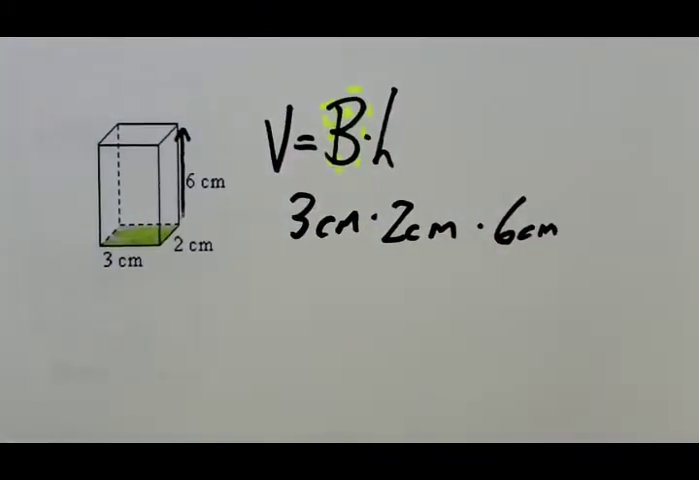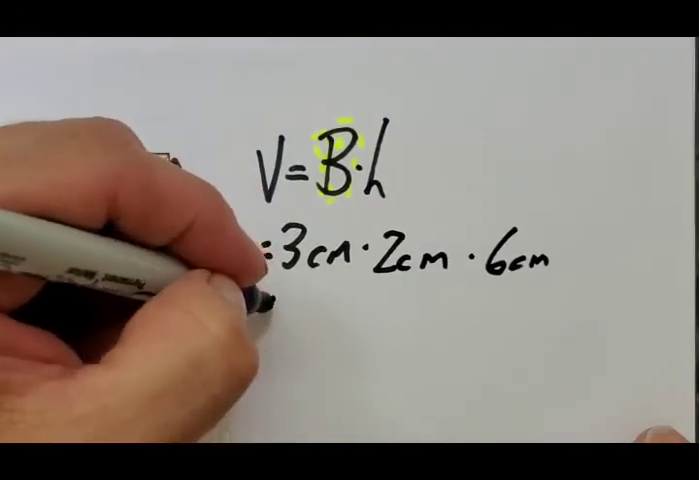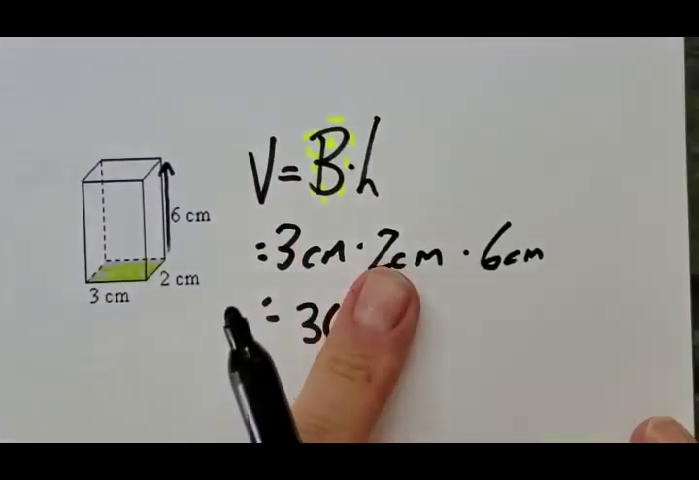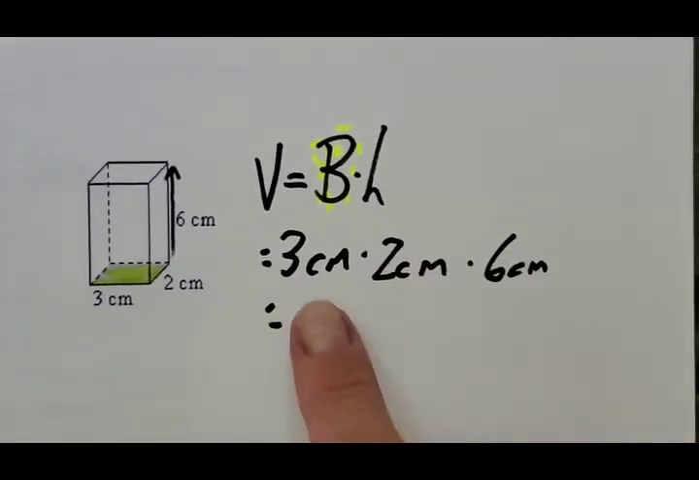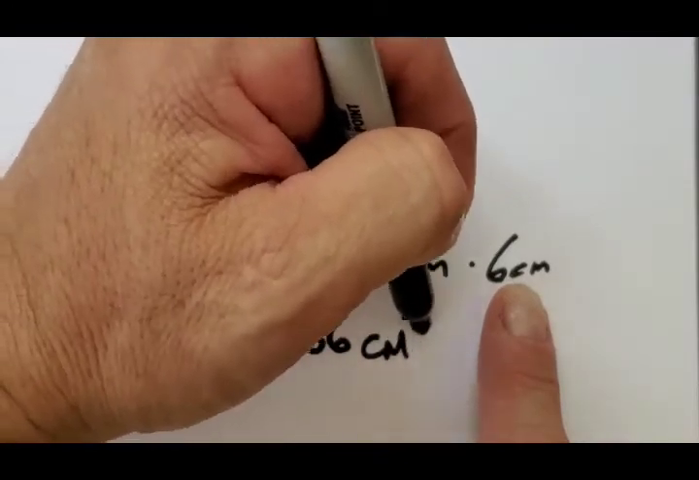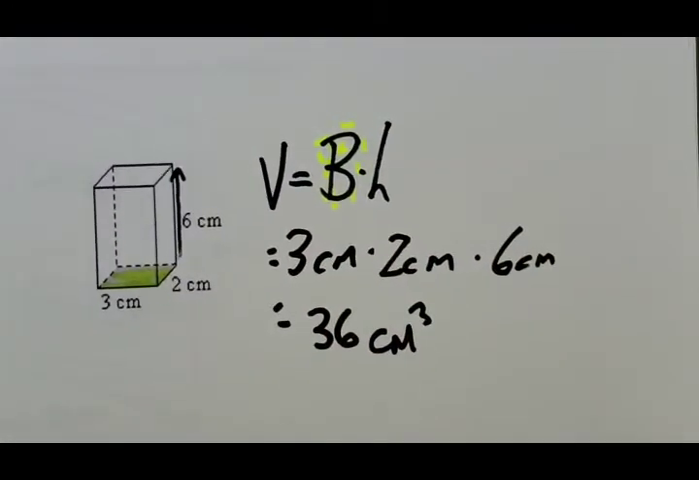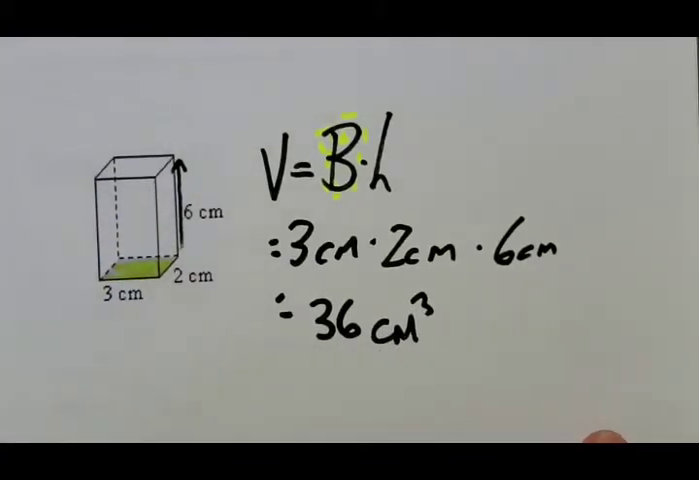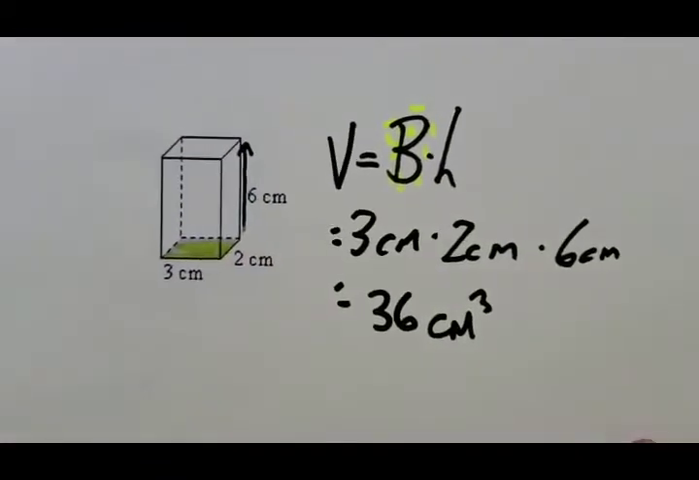Okay? And you can do this in your head really quickly, I'm sure, but again, I want to spell out to you why this is the way it is. 3 times 2 is 6, times 6 is 36. Centimeters times centimeters times centimeters is centimeters cubed. Okay? So the volume, the amount of cubes that will fit in here, would be 36. There'd be 6 in one layer, and there's 6 layers.